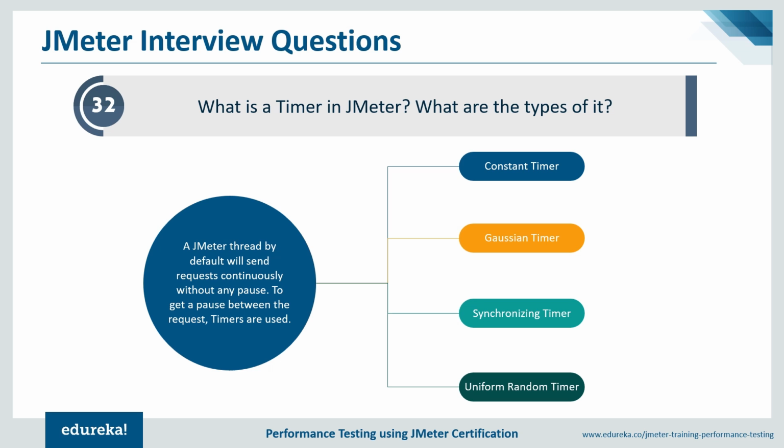And finally, we have the uniform random timer. Now, the uniform random timer element is used to delay each request for a random period of time. So, your total amount of delay will be equal to random delay maximum plus your constant delay offset.